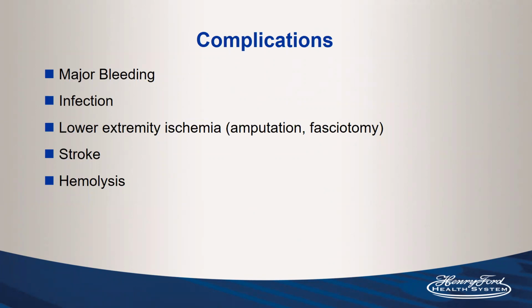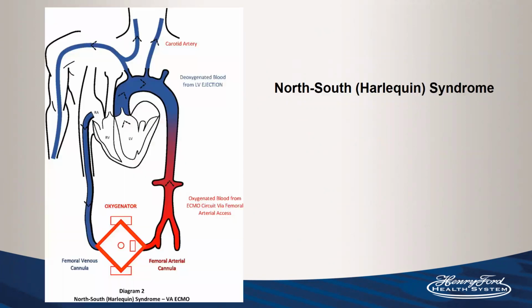Infection and lower extremity ischemia we talked about. We do put in small catheters that are actually directed down to the leg to try to prevent the ischemia from that side, stroke, and you can have hemolysis.